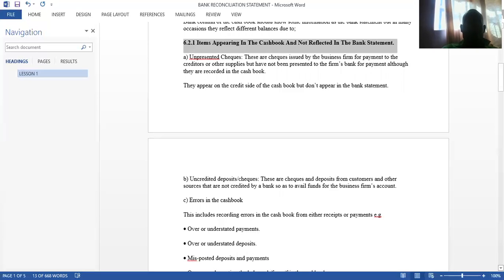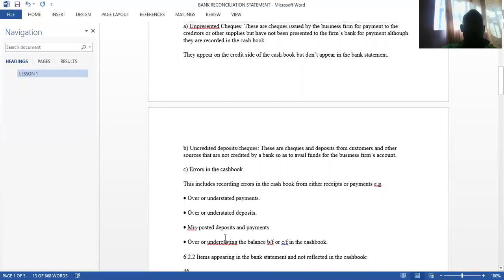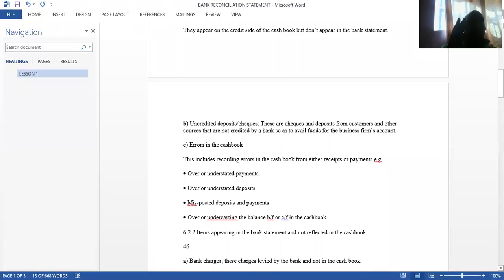Also, you can find a case whereby there are misposted deposits and payments. Instead of writing it on the payment side in the cash book, you write it on the receipt side, and such kind of a scenario. At the end of the day, you'll find that these items that are only in the cash book but missing in the bank statement, or the errors that are in the cash book and in the bank statement they are well recorded, are going to create a difference. The cash book balance, bank column, and the bank statement balance are not going to be the same.